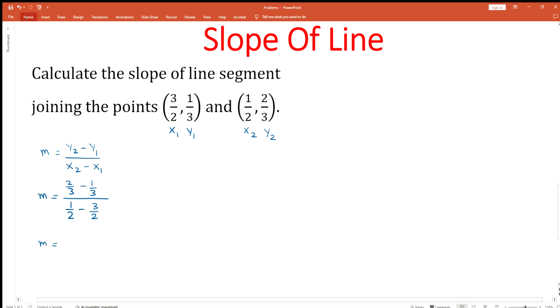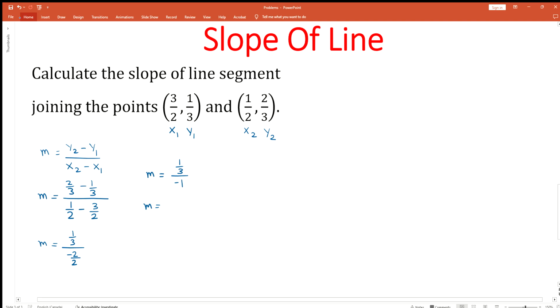In the numerator, we should subtract the fractions 2 over 3 and 1 over 3. These fractions have the same denominator. I get 1 over 3. In the denominator, we have to subtract 1 over 2 and 3 over 2. They have the same denominator, so we should do 1 minus 3, which is equal to negative 2. So I get negative 2 over 2. Next, we can reduce the fraction in the denominator. Negative 2 over 2 is equal to negative 1.